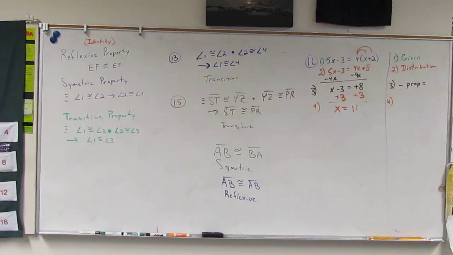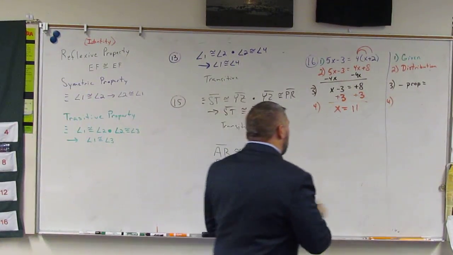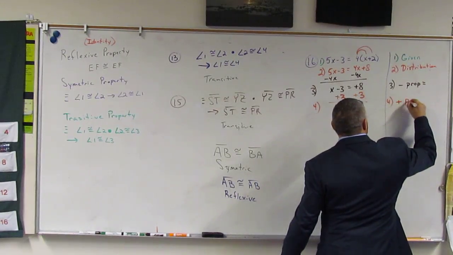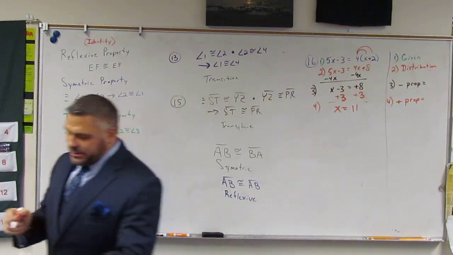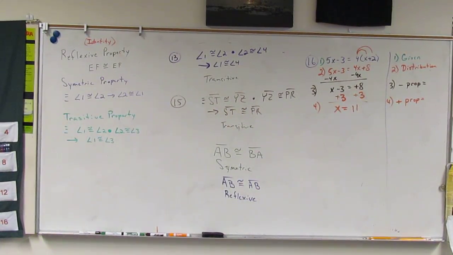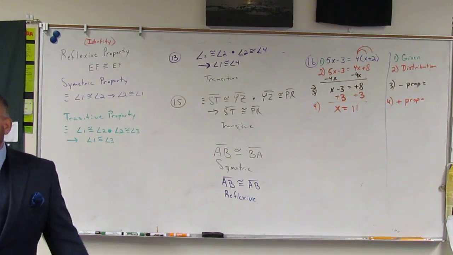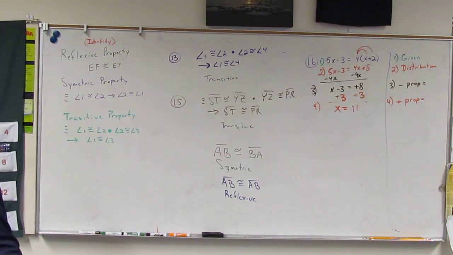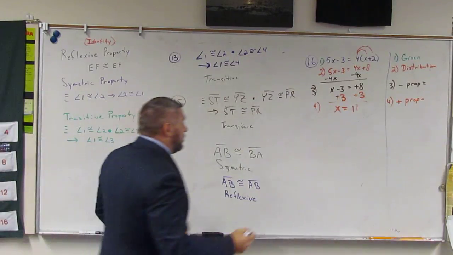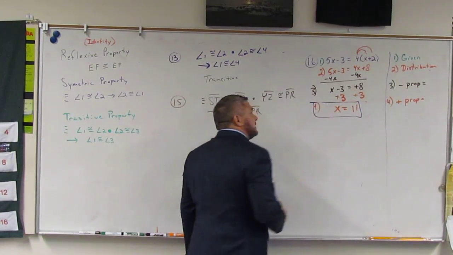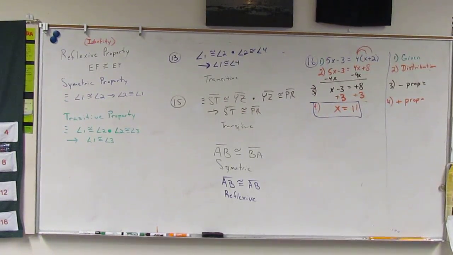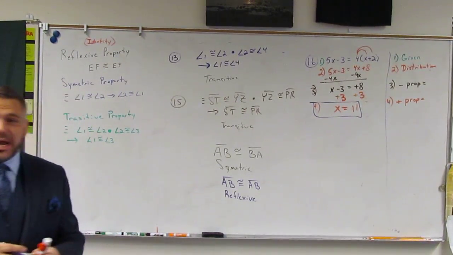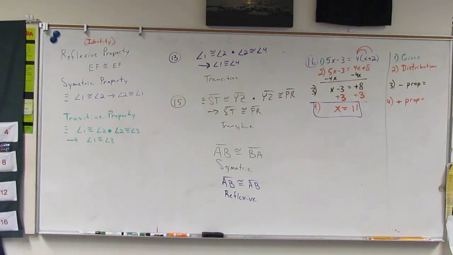I know it's early, but what's this called, Teresa? Addition. Perfect. Addition property. Good job. Now, if it asks you for x, then you're done, right? And you proved that x equals 11. That's the proof. That's chapter 2.